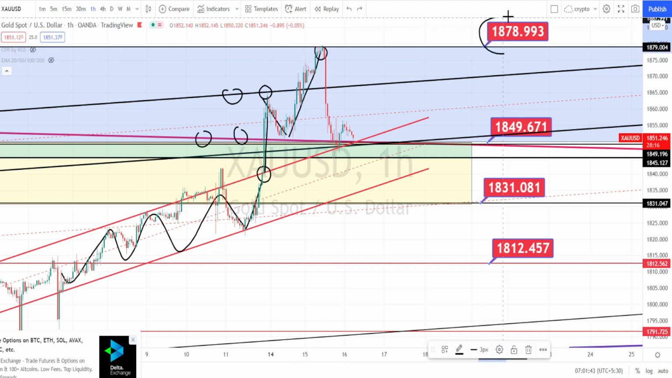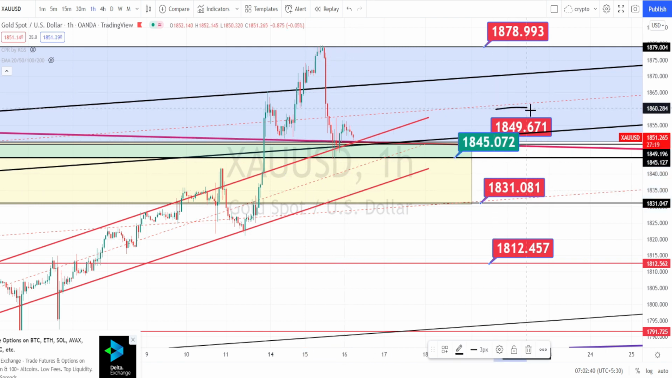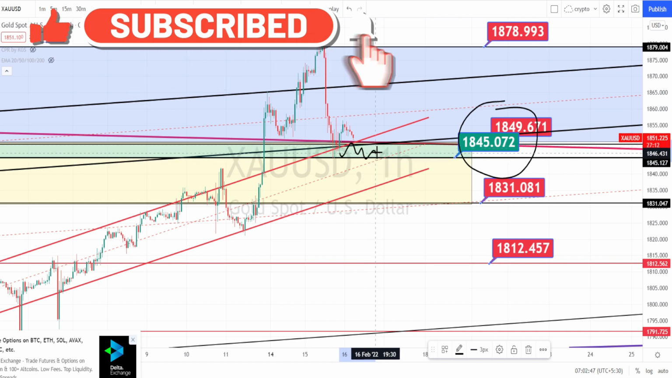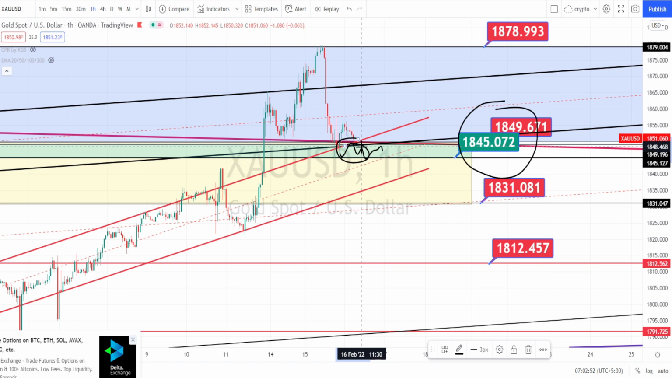It has bounced back on the bearish trend from the level of 1878, and it is in a very nice bearish trend. And currently also, when we notice the price action, it is taking support on this bullish channel pattern resistance line or the support line. So this area between 1849 and 1845 is currently acting as a very strong support for the current price action. The price action has to break this support level in order to continue its bearish trend.